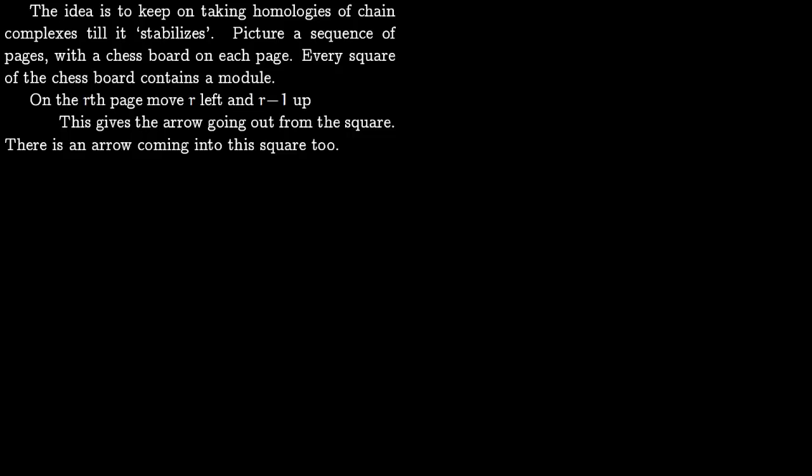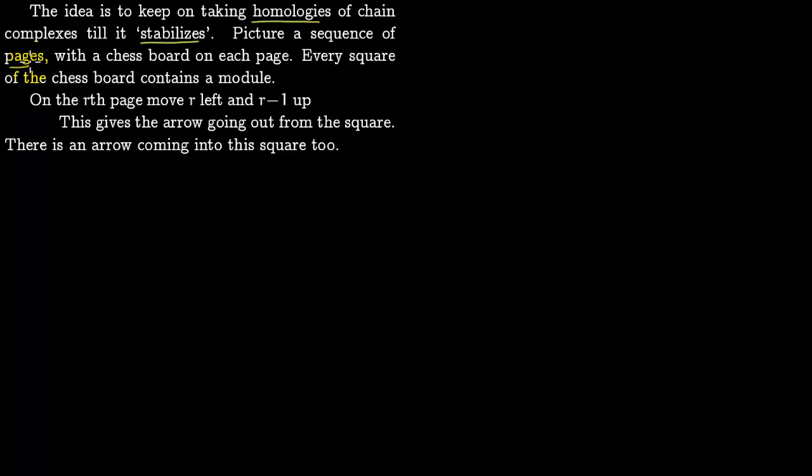We now introduce spectral sequence. So the idea of a spectral sequence is to keep on taking homology of a chain complex till it stabilizes. So we have to understand this. Whenever a spectral sequence is given to you, you need to picture a sequence of pages.